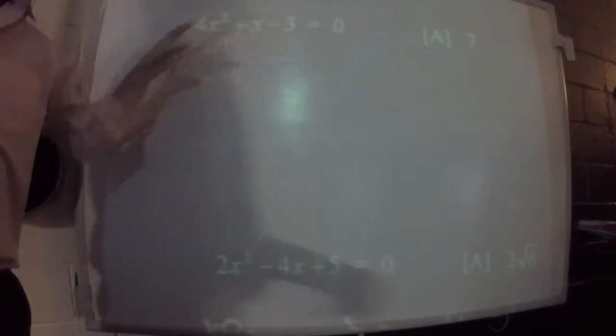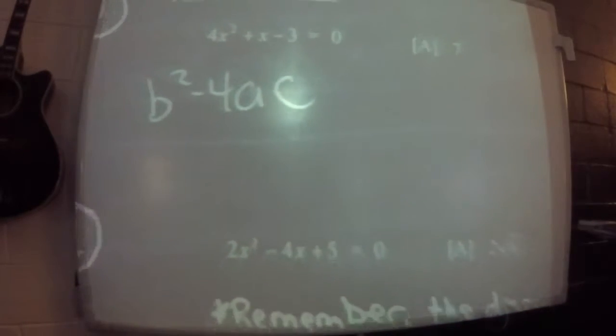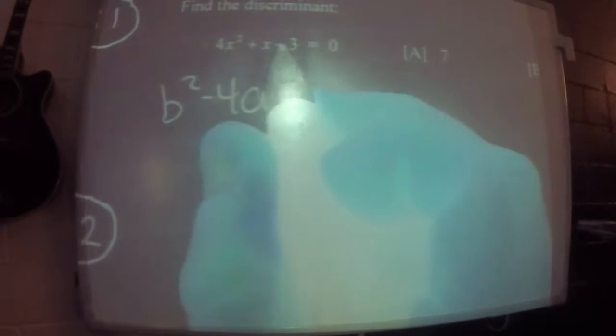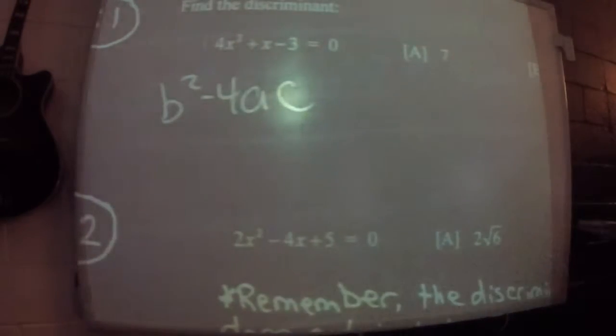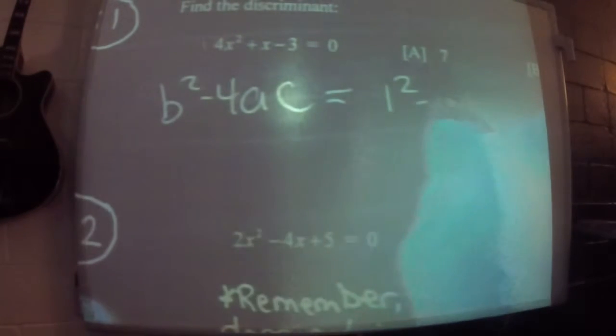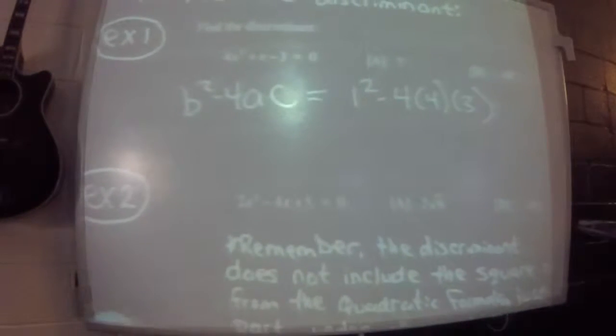Okay, find the discriminant. Now, since it's the notes, let's write out what we're doing. Find the discriminant. So, b squared minus 4ac. Go ahead and write b squared minus 4ac. So, my a is 4, my b is 1, my c is negative 3. So, my discriminant is 1 squared minus 4ac.